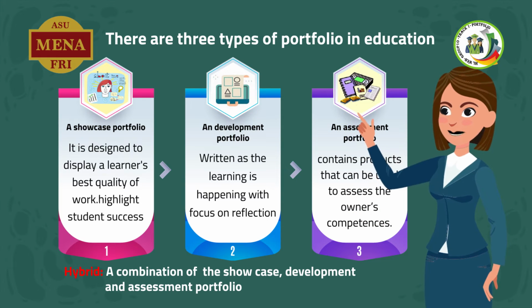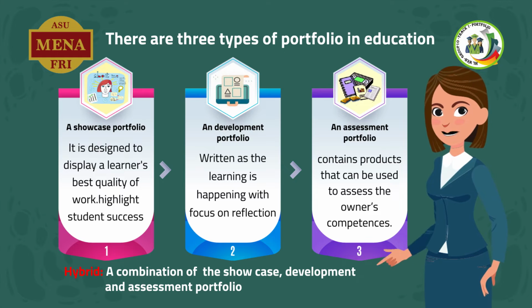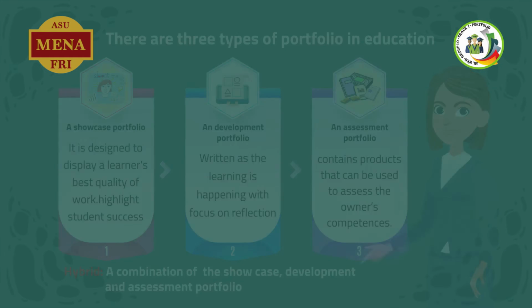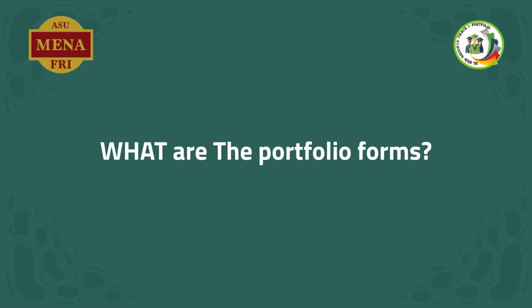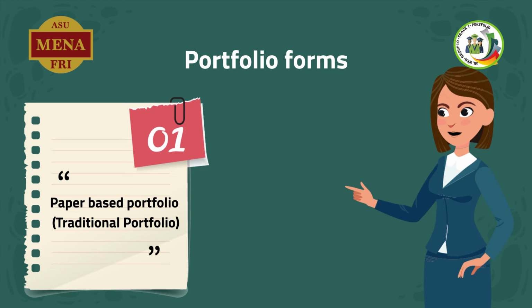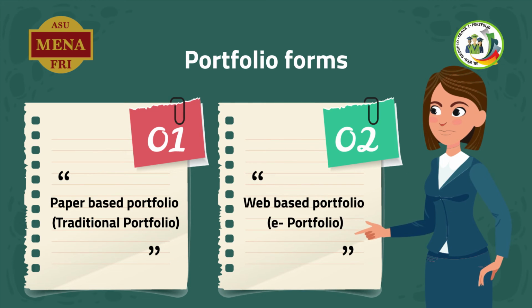The hybrid type is a combination of the previous three types: showcase portfolio, development portfolio, and assessment portfolio. What are the portfolio forms? Portfolio forms: paper-based portfolio or traditional portfolio, and web-based portfolio or electronic portfolio.